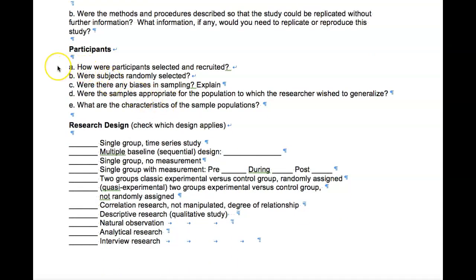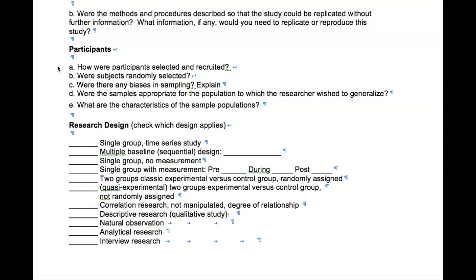All right, describe how they selected their participants. How were they recruited? Were they randomly selected or purposive? Were there any biases in the sampling? Like, for example, everybody in the sample was one gender. Were the samples appropriate for the population? In other words, did the sample seem to be representative of the population if they wanted to generalize?